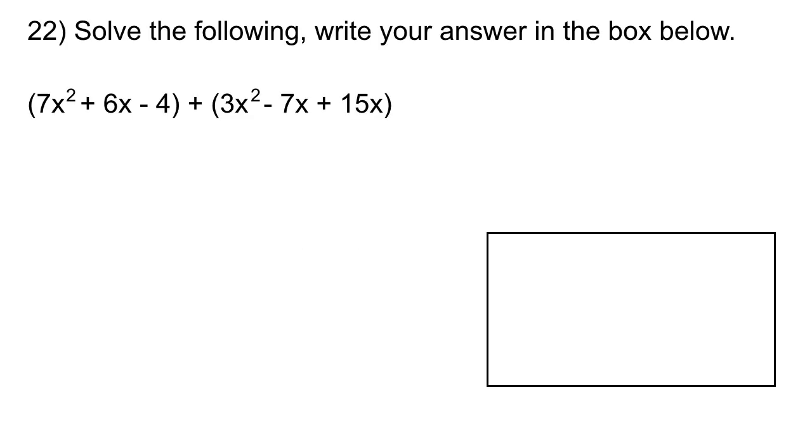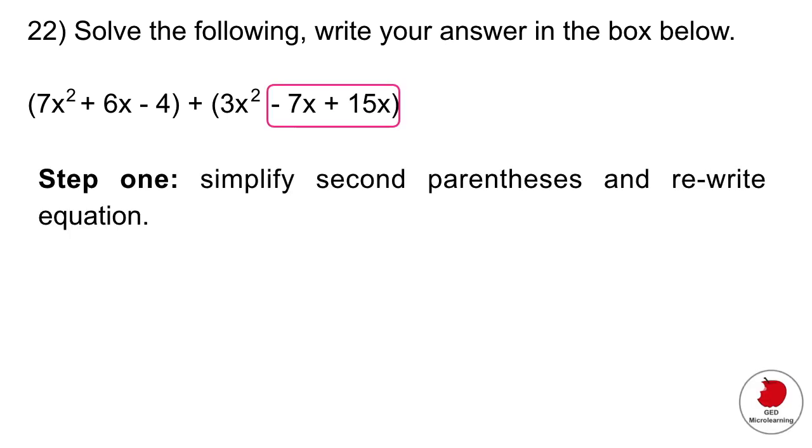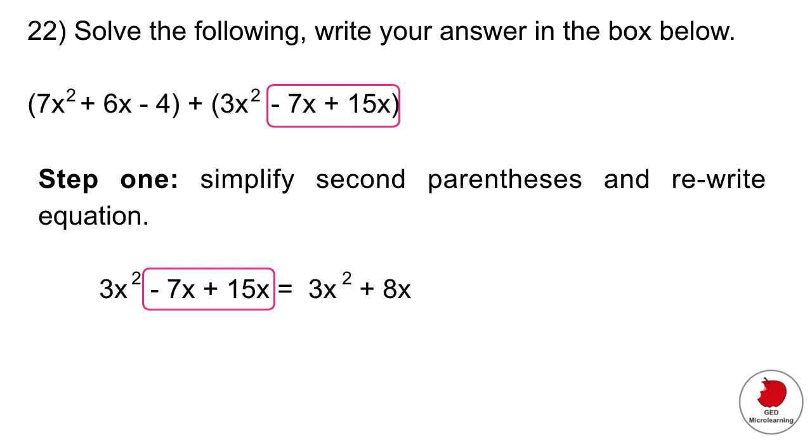Okay, question 22 is similar, but there's one additional step. If you look at the second bracket, you can see that you already have some common terms there. So before you start, you want to simplify those first. Okay, so simplify that second parentheses and then rewrite your equation. So this equation would actually end up being 3x squared plus 8x, okay, because minus 7x plus 15x is 8x. Okay, so this is the new equation that we would be working with.